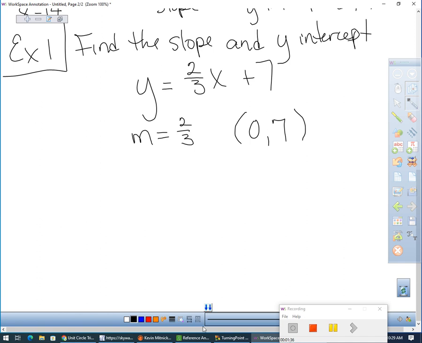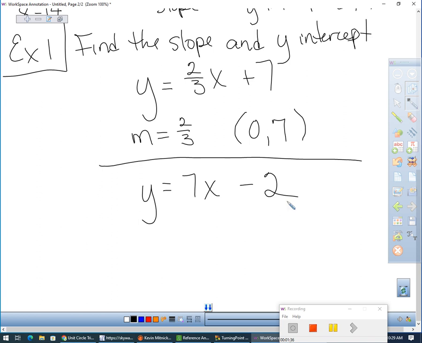That's what you have to do on the first 4. Let's do another one. Let's say I have y equals 7x minus 2. Again, I need to know what my slope is. This is y equals mx plus b, so m equals 7. My y-intercept, or my b, is the point (0, -2). Exactly. Very good.